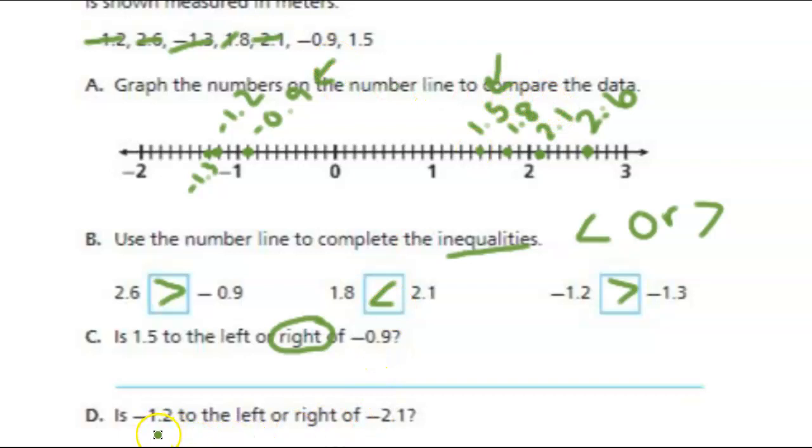Is negative 1.2 to the left or right of negative 2.1? So there's negative 1.2. And we don't have a negative 2.1 graphed on there because there wasn't a negative 2.1, because this is positive. But if I look at negative 1.2, it's right here. Negative 2.1 would be all the way over here. So negative 1.2 is to the right of it.